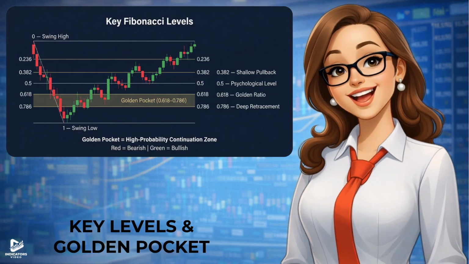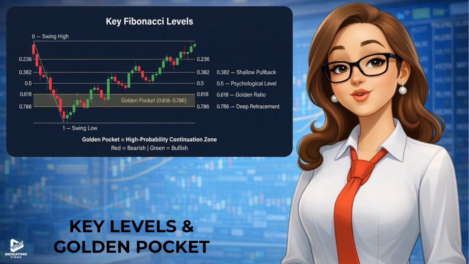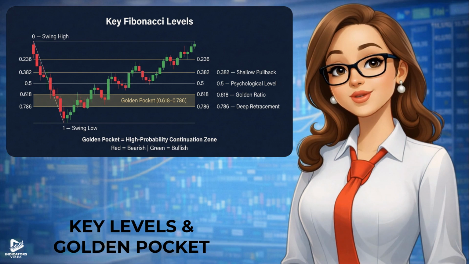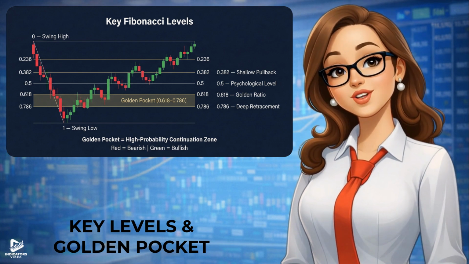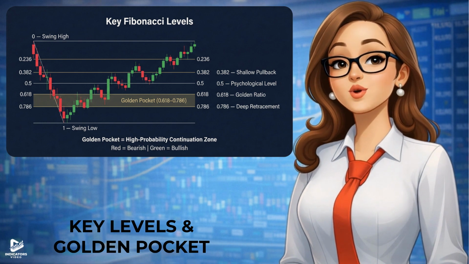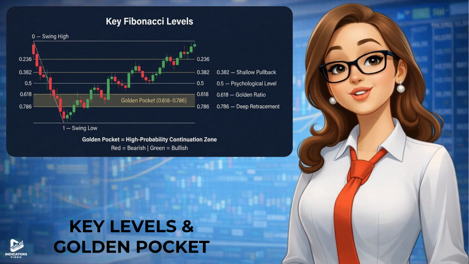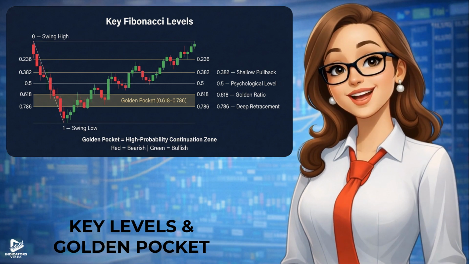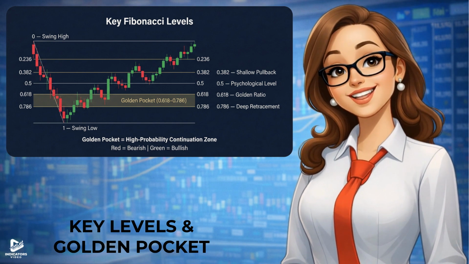The 0.382 level is considered a shallow pullback. Strong trends often respect this level. The 0.5 level is psychological. It's not technically a Fibonacci ratio, but it's widely watched. The 0.618 level is the most significant. This is known as the golden ratio. But experienced traders often focus on a zone, not a single line.